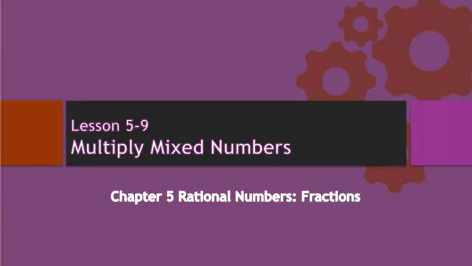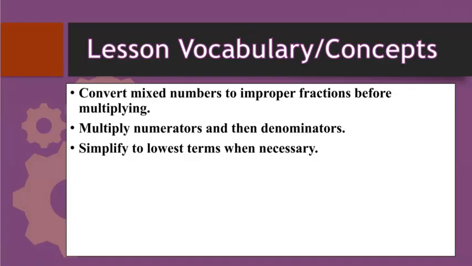Lesson 5-9, multiply mixed numbers. One thing you want to do is convert the mixed numbers to improper fractions before multiplying. It makes it a lot easier when it comes to simplifying the fraction before you do the multiplication. Once you do that, you just multiply the numerators, multiply the denominators, and then simplify, if you haven't done so already, to make the fraction in lowest terms.